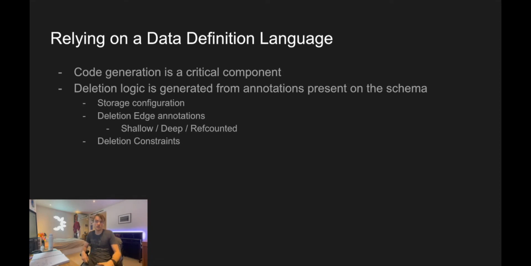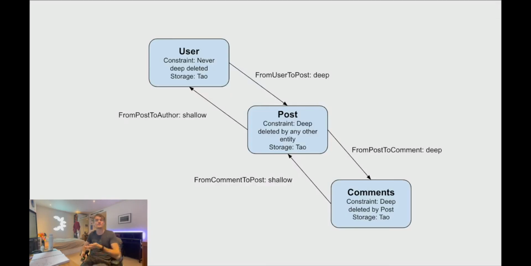And to do this, we have multiple annotations that people can put on their schema. One of them is the storage configuration. So where is that data stored? The other one is the deletion edges annotation. So basically, how do we walk the graph? And then finally, deletion constraints, which is a way we give developers to protect their data from erroneous deletions.